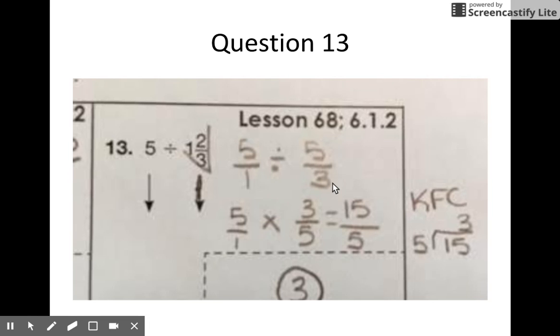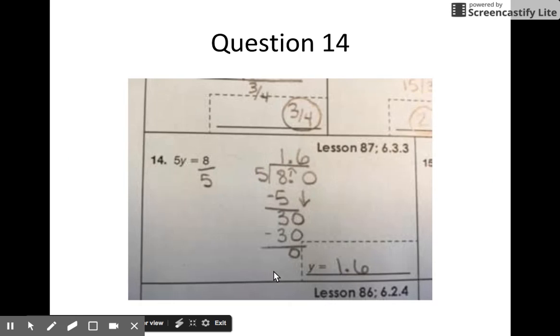After I make my numbers into improper fractions, I then must come over and KFC. Remember, that stands for keep, flip, change. I keep the first fraction, I flip the second fraction, and I change division to multiplication. Now I can multiply across. 5 times 3 is 15, and 1 times 5 is 5. Since this is, again, improper, I must divide. 15 divided by 5 is 3. For this answer, I come up with 3.